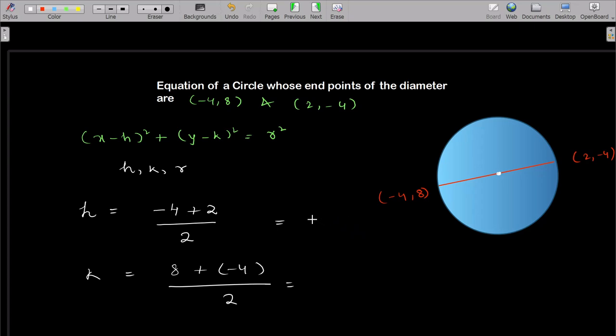-1 and 2. Yes. So the center is negative 1 comma 2. Perfect. So we have h and k. And how can you find out the radius?